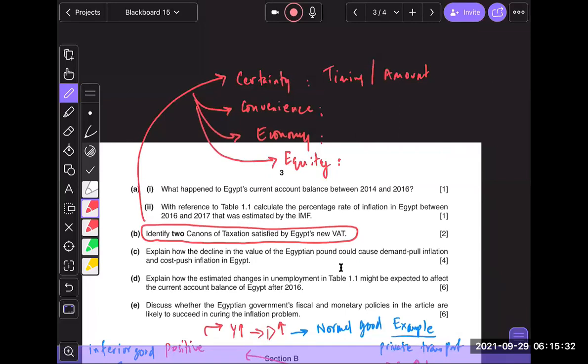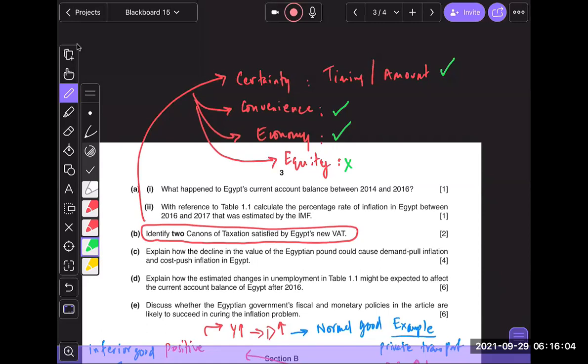VAT doesn't have equity because it's an indirect tax, guys. So equity will not be there. Because if you look at this, economy could be one. Yes, collection could be easy because of that. Convenience could be another factor. Yes, I would agree. But equity, no. Certainty could also be a factor that could be achieved here. So that's another factor that can be taken into account.